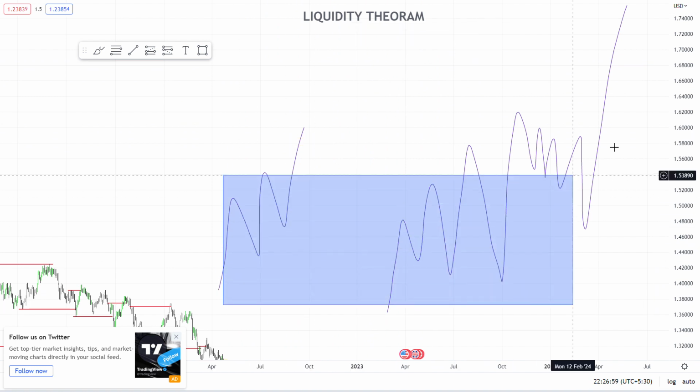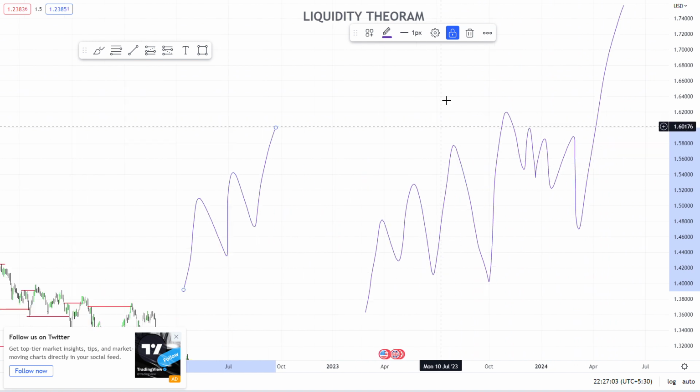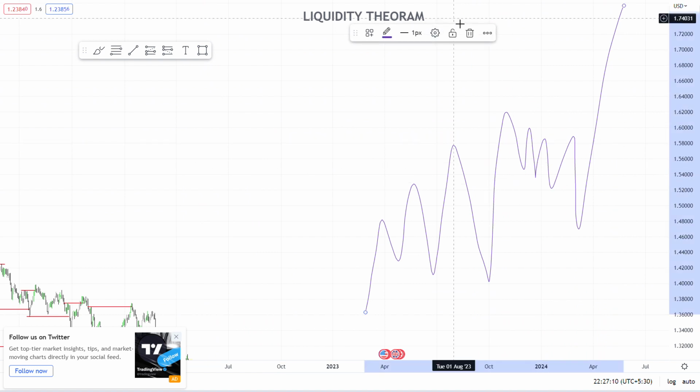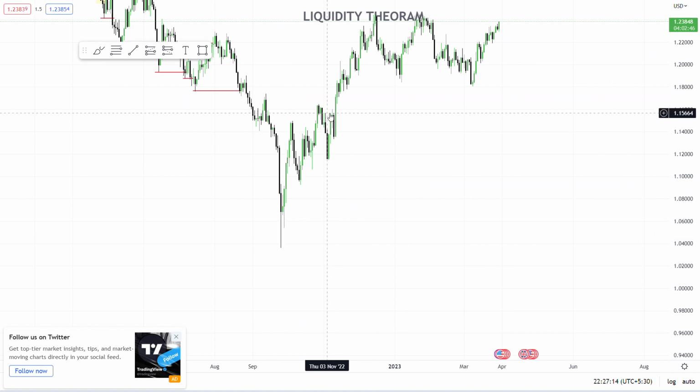The structure is just to identify a trend, whether it's bullish or bearish. The main entry model comes with the liquidity. The liquidity is the main driver. The structure is just used to identify the direction of the market, where the market is heading. So in this scenario, the structure is bullish.